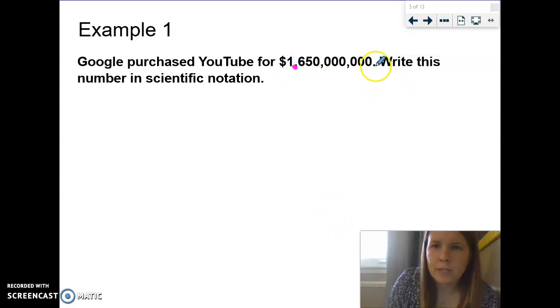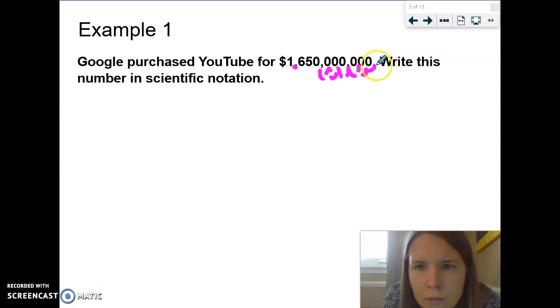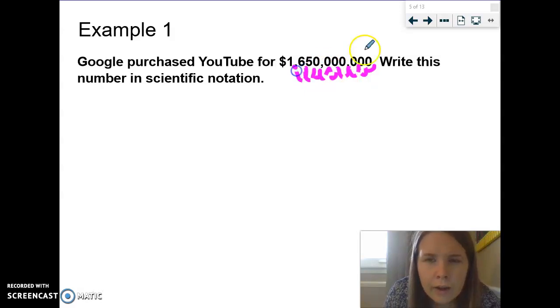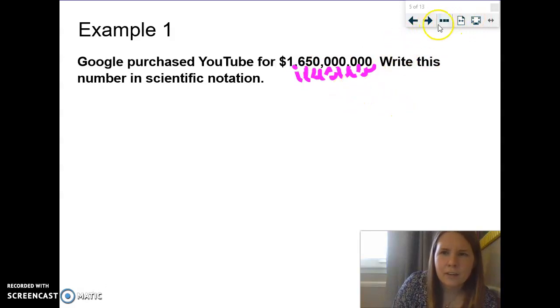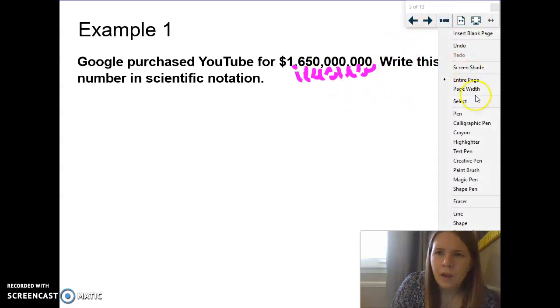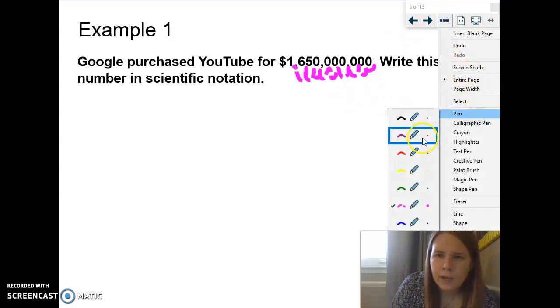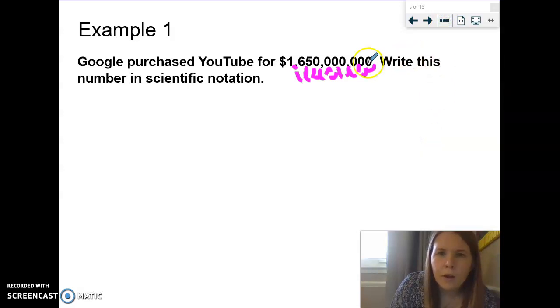So let's see how many places it took me to get that over. It would be 1, 2, 3, 4, 5, 6, 7, 8, 9. I'm not sure why it's cutting out like that. So it looks like it took 9 places to get over. Let's just make sure I got that right again.